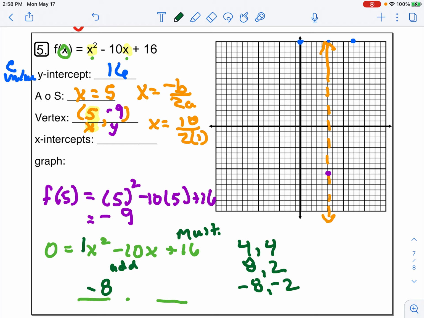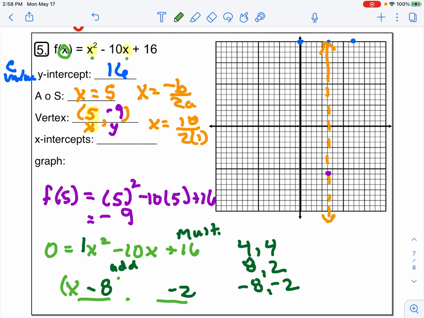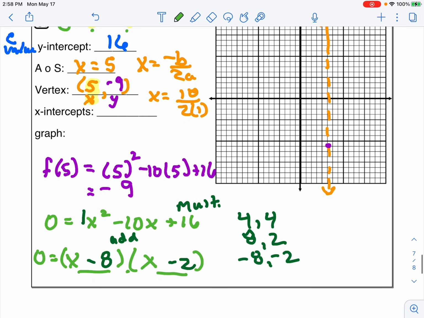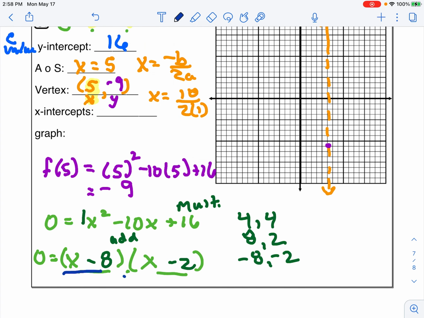So those are my numbers that are going to go into my parentheses with the x values. So I have x minus 8 times x minus 2, and that equals 0. Here's where I use the zero product property. If two things multiplied together have an answer of 0, then one of these two pieces has to be 0. So either this has to equal 0 or this has to equal 0.